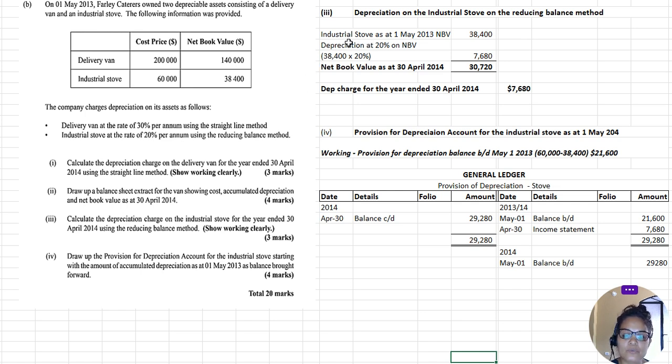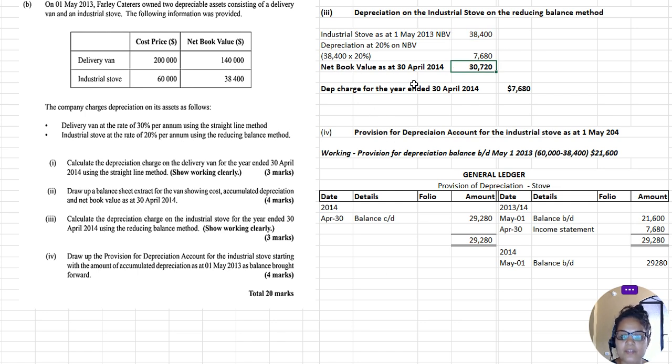So all you need to do is, at the 1st of May 2013, showing your working clearly, the net book value was 38,400, like it's right here. And you want to find how much percent? The industrial stove at a rate of 20% per annum. So you want to find 20% on the net book value, which is 20% of 38,400. And if my calculations are correct, it will be $7,680.